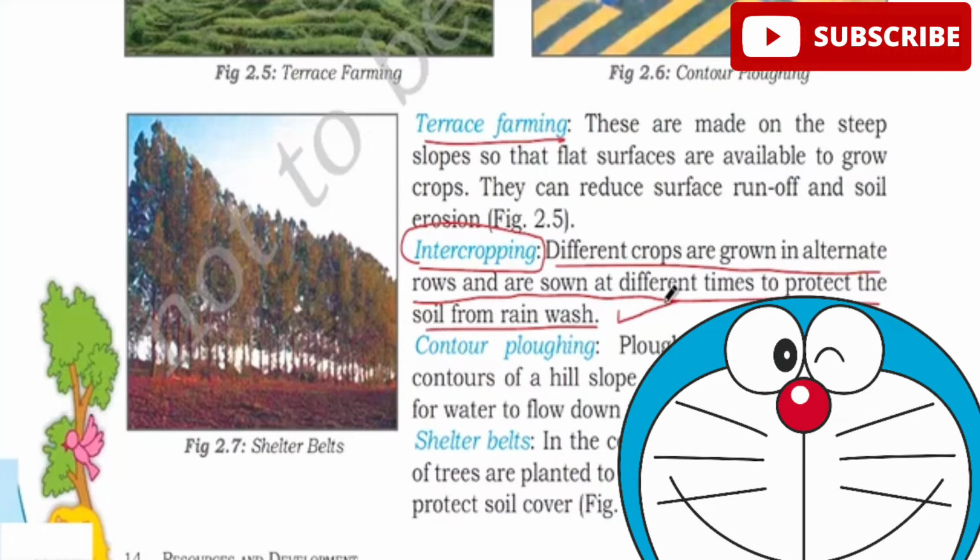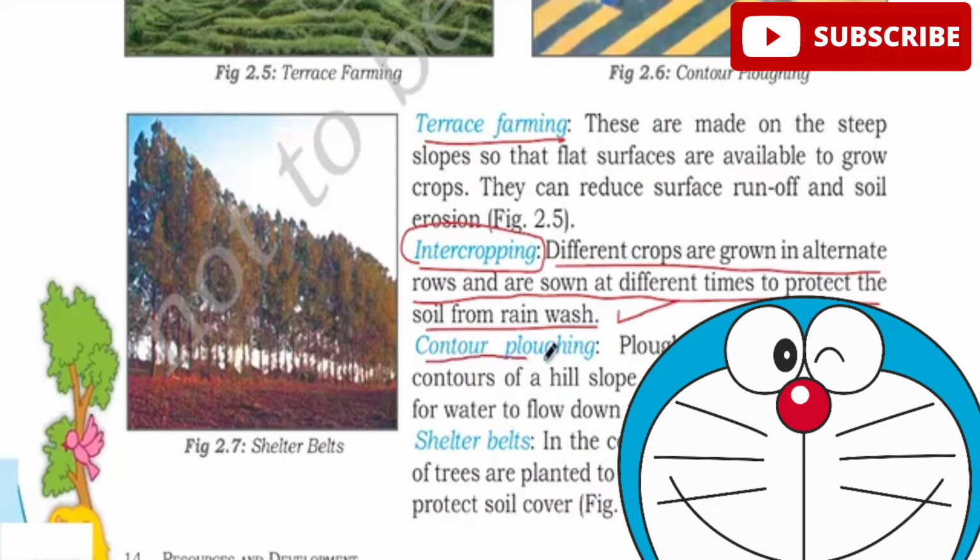So if you have certain crops which can hold the soil stronger, sometimes trees are grown in between the cropping lands just to ensure that the soil is strongly held by the trees. Whenever you have wind or you have water moving, it will prevent the soil from escaping.